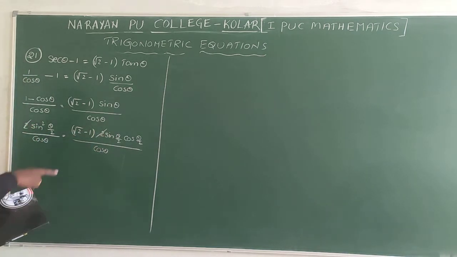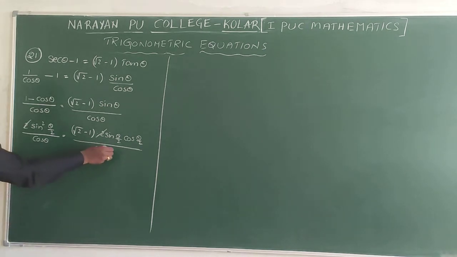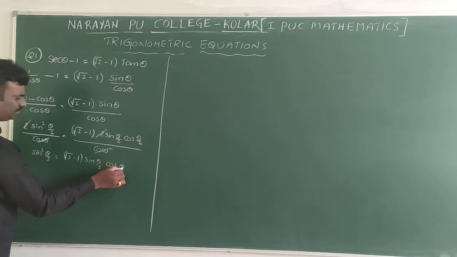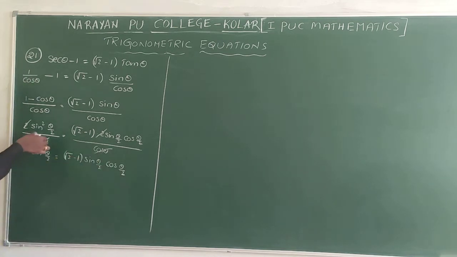See here, before cancelling sin and sin, you check in the options whether one general solution is given or two general solutions are given. Okay, there is one general solution given. Now what will we get? Sin square theta by 2 is equal to root 2 minus 1 into sin theta by 2 cos theta by 2. Please don't cancel sin and sin.